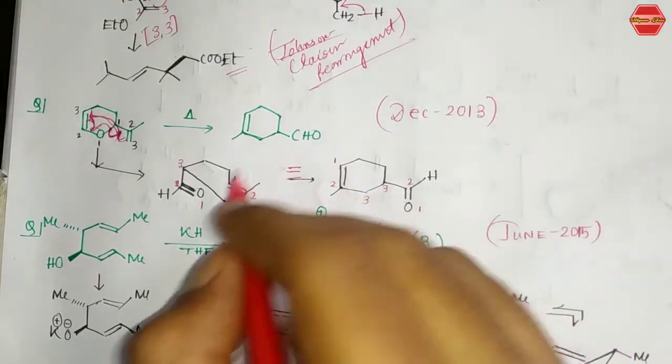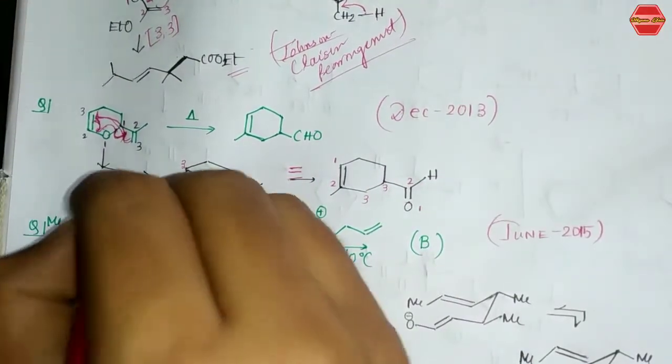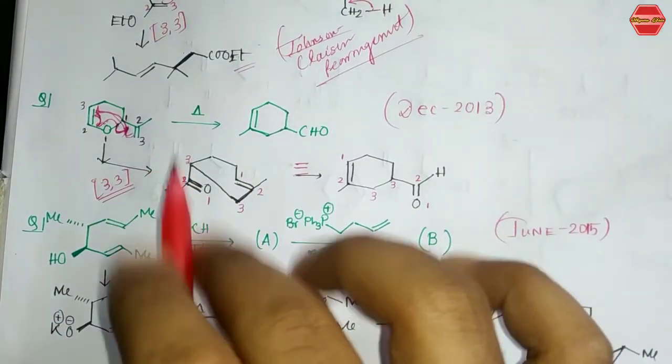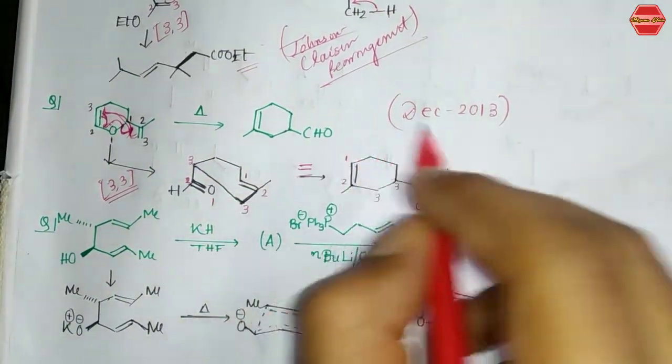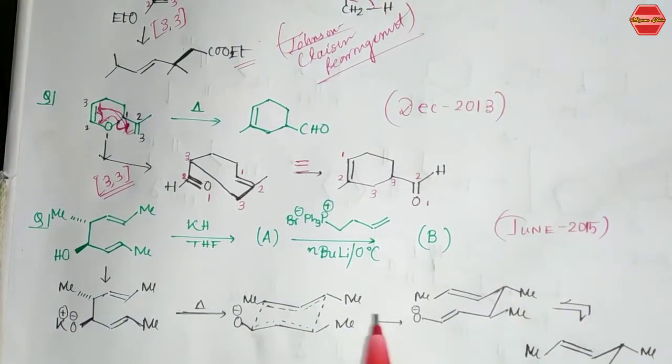Now you can write it in this way, so you are getting this kind of structure. So this is basically our 3,3 sigmatropic rearrangement, and that is what you have to say in the answer. The question came in CSIR NET December 2013. Now the next question is June 2015, right?